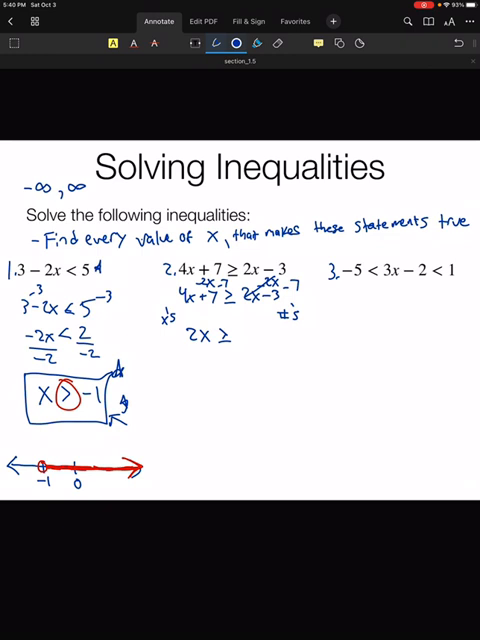The greater than or equal to is still there, and then I subtract away the 7, so negative 3 minus 7 is negative 10. And then to get x alone, I divide by 2. And because I divided by a positive number, the inequality stays the same. Okay? And so I get x greater than or equal to negative 5. And so then that's my answer.